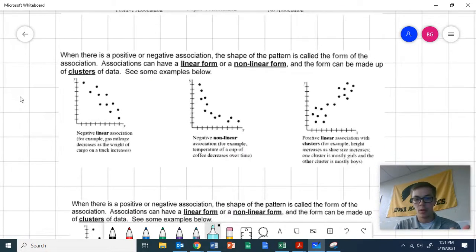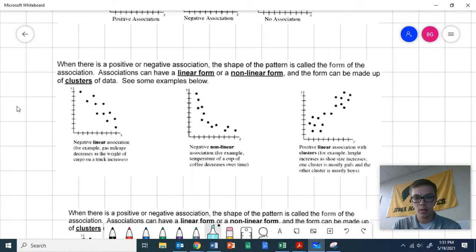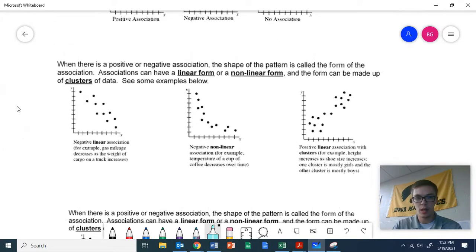Okay, so form gets into the idea of linear, nonlinear, and clusters. So linear obviously means it's going to look somewhat like a line, as you can see in the example on the left on your screen. Nonlinear is going to look like a curve. Okay, so we're going to have that curve idea. It'll be some kind of curve, maybe quadratic, exponential, or that kind of thing.